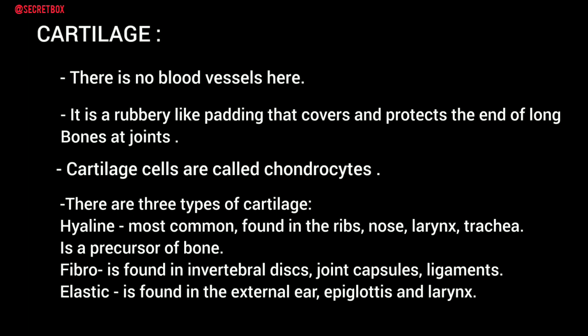Hyaline is the most common, found in the ribs, nose, larynx, trachea. It is a precursor of bone. Fibro is found in intervertebral discs, joint capsules, ligaments. Elastic is found in the external ear, epiglottis and larynx.